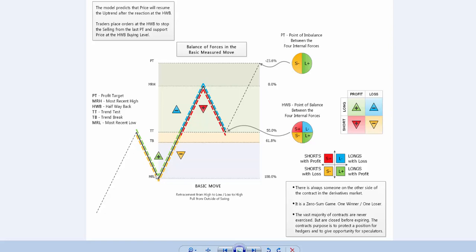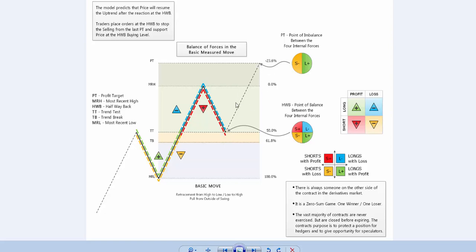The pullback is created because of longs with profit. Again, it rallies and it hits its profit target, with longs with a loss getting stopped out. In the pullback here, the longs with a loss are selling. Inside of a pullback here, we have new positions inside of longs, creating another run to a target, which is the point of imbalance. This is the point of balance between the four internal forces.